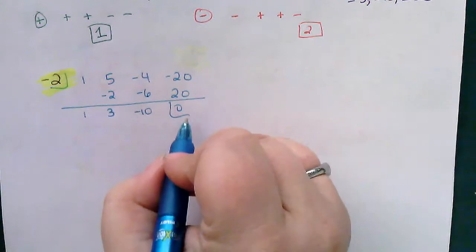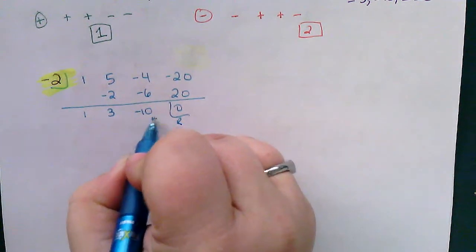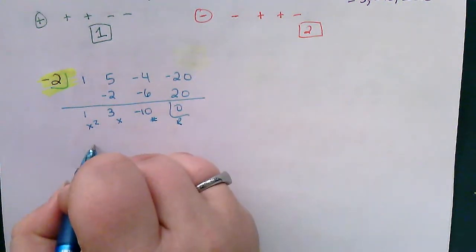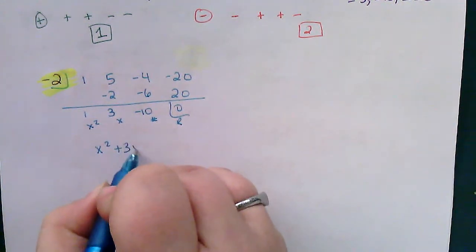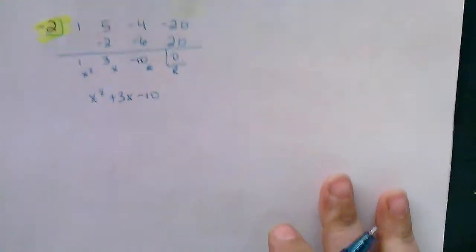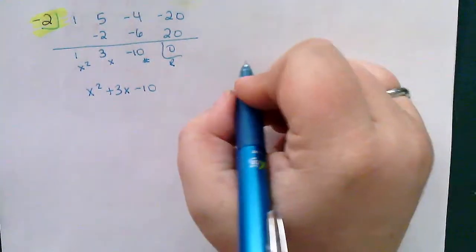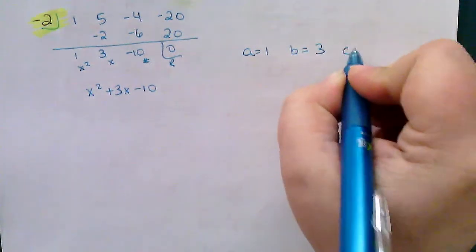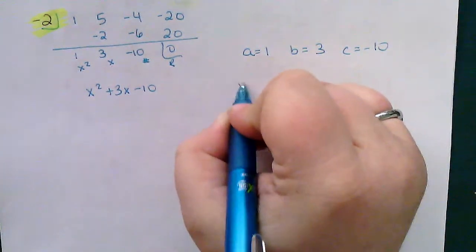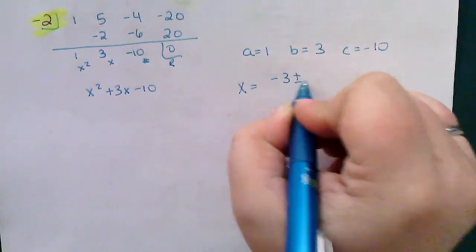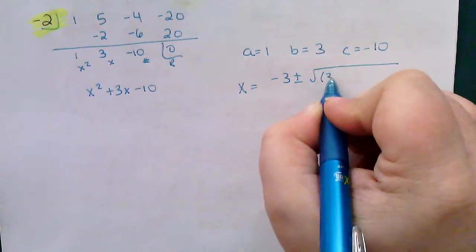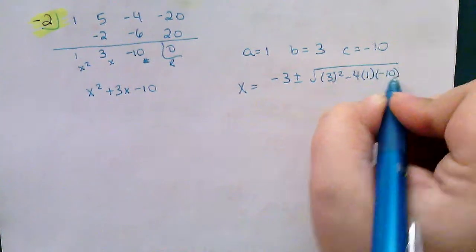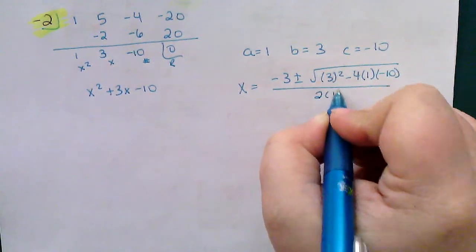So my new problem, this is the remainder. This is the number. This is the x, and this is x squared. So we have x squared plus 3x minus 10, and this is quadratic, so we're going to use the quadratic formula. A is 1, B is 3, and C is -10. So we have x equals opposite B plus or minus the square root of B squared minus 4 times A times C divided by 2 times A.